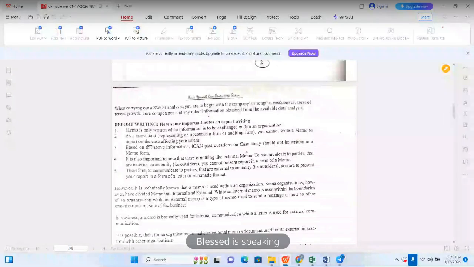Now I want us to move to report writing. Here are some important notes on report writing. A memo is only written when information is to be exchanged within an organization.